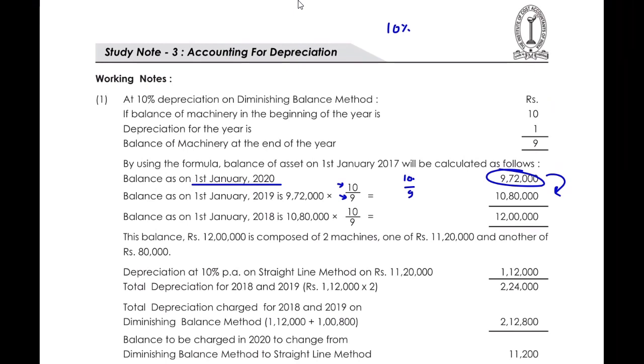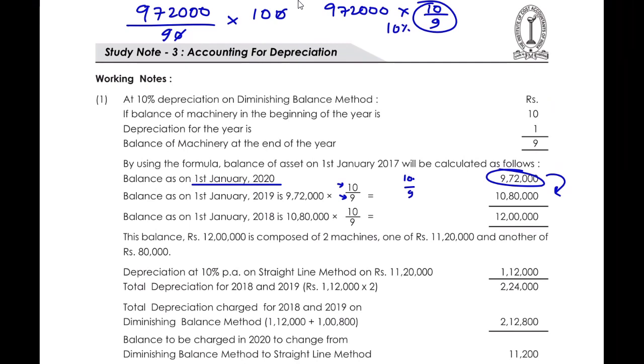So whatever is the amount remaining, that is equivalent to 90%, because 10% was charged as depreciation, and 90% means 90 divided by 100. This 100 will come over here in multiplication. So this will become 9,72,000 divided by 90 multiplied by 100, and here the 10 will cross out from this. So I can say 9,72,000 multiplied by 10 divided by 9.